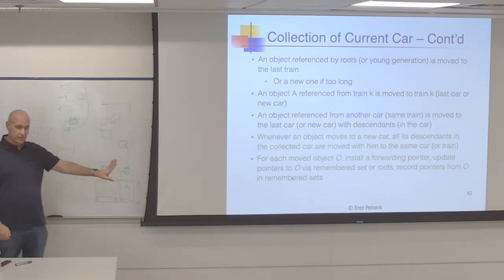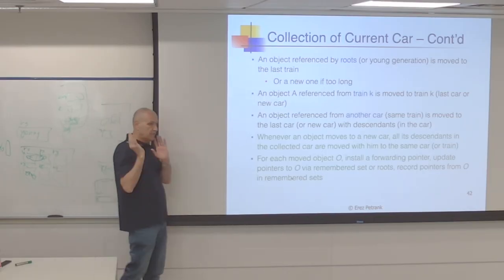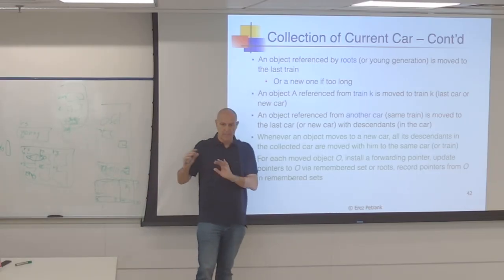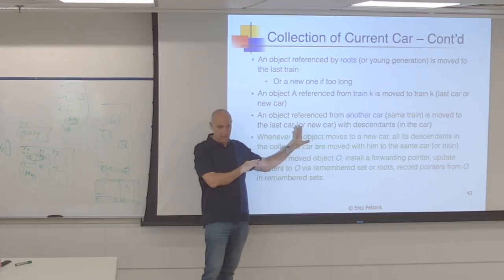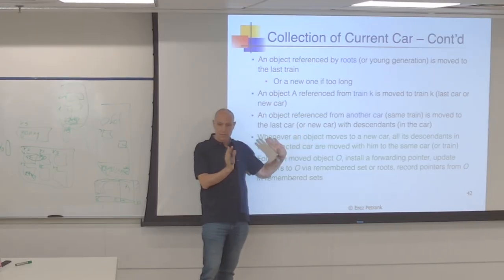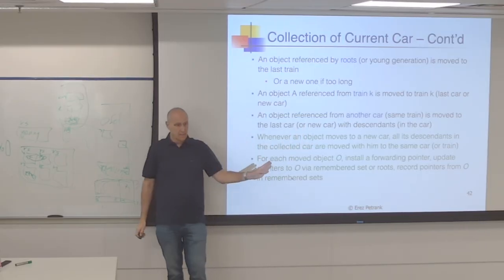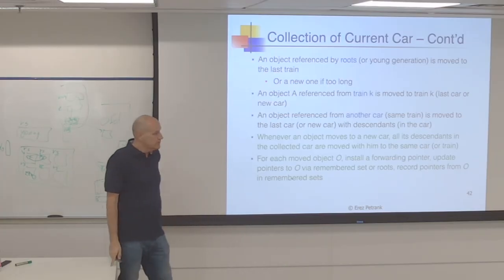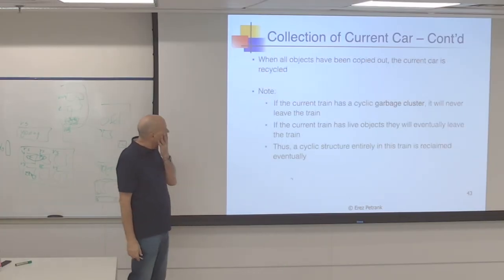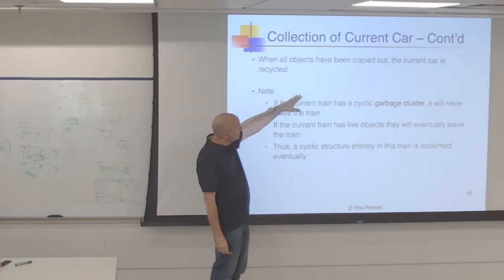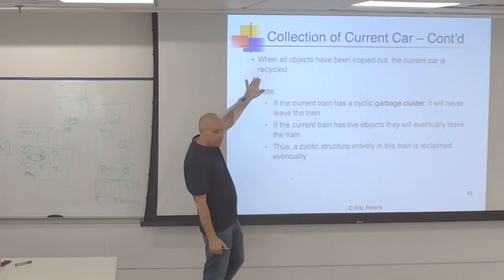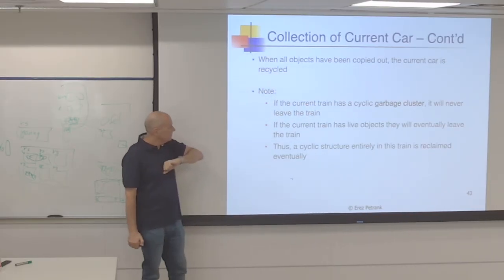Okay, that's the algorithm. I go one car at a time, and I move objects like this to other cars, to other trains, and things will go well with this. So when all objects have been copied out, the current car can be recycled.